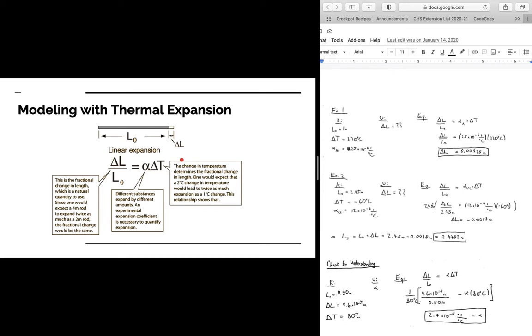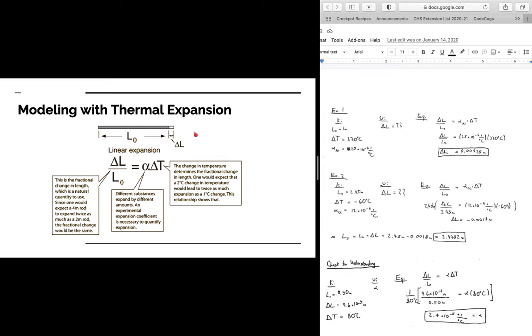All right, so let's look at how to model thermal expansion then. Okay, so let's say we have a rod of length L, that's going to undergo thermal expansion. Let's say we add heat to it, causing it to undergo a change in temperature. Its temperature increases, and let's say it expands by an amount delta L.